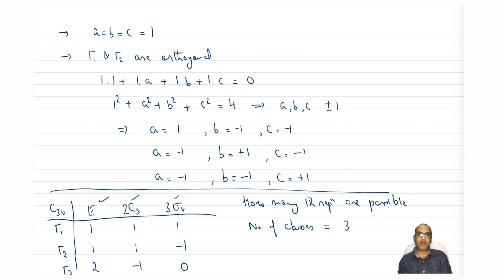So far what we have done is we have used the GOT to identify how to write irreducible representations alone. Now we will do reducible. We will go from reducible representation to irreducible representation, which is also important. So we'll discuss that in the next class.